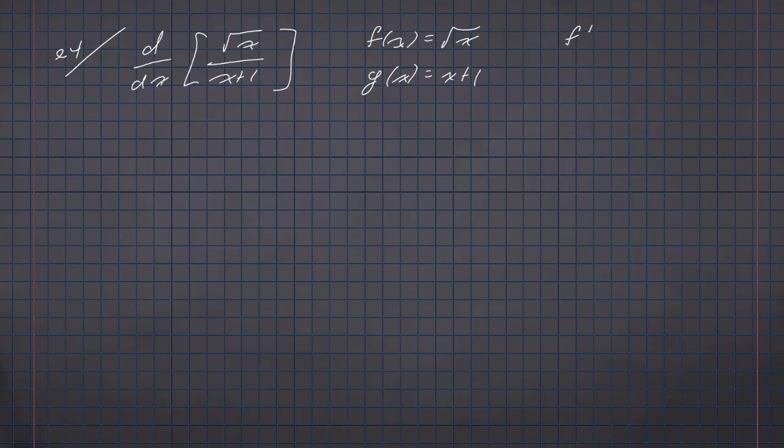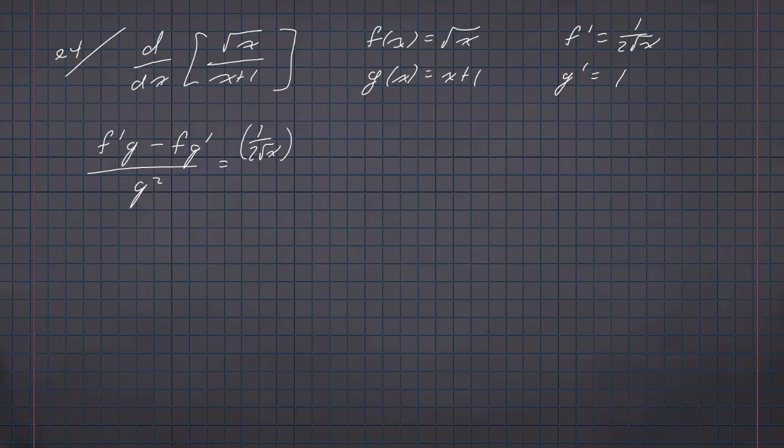All right, so my f is the square root of x, g is x plus 1, f prime is 1 over 2 square root of x. We already took the derivative of square root. I'm not going to go through it again. G prime is 1, at least that's one thing going for us. So using the quotient rule, we are going to end up with f prime g minus f g prime all over g squared. F prime is 1 over 2 square root of x. G is x plus 1. F is square root of x. G prime is 1. And then we have x plus 1 squared in the denominator.